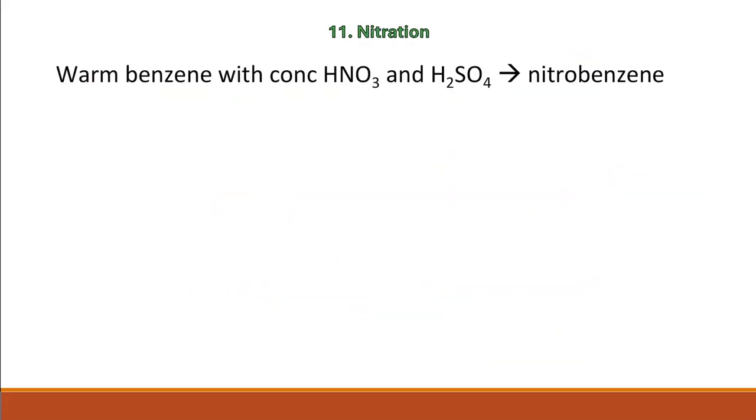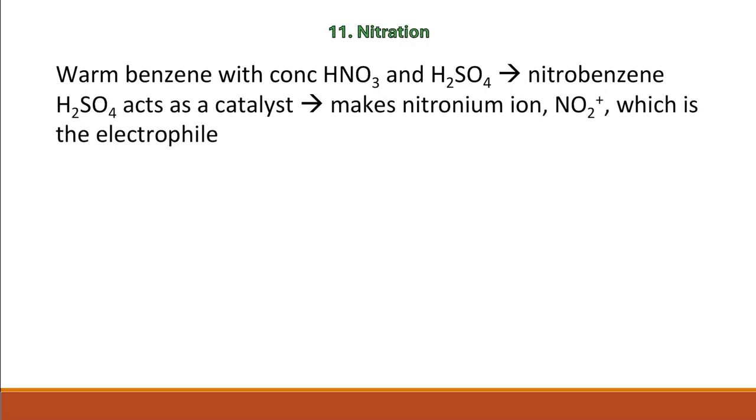Nitration. Nitration is when you make nitrobenzene. So you have your benzene and you warm benzene with concentrated nitric and sulfuric acid to give you nitrobenzene. Sulfuric acid here acts as a catalyst. It will make the nitronium ion, which is the electrophile that is going to be attacked by the highly electron-rich benzene ring.